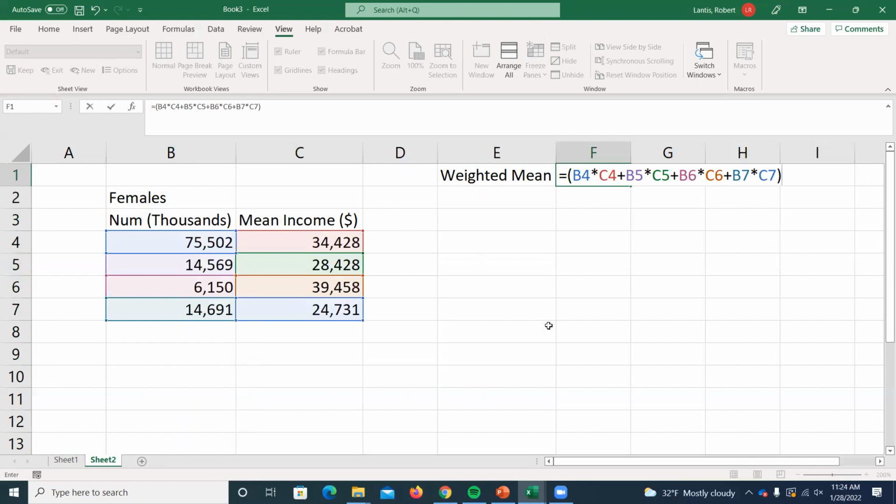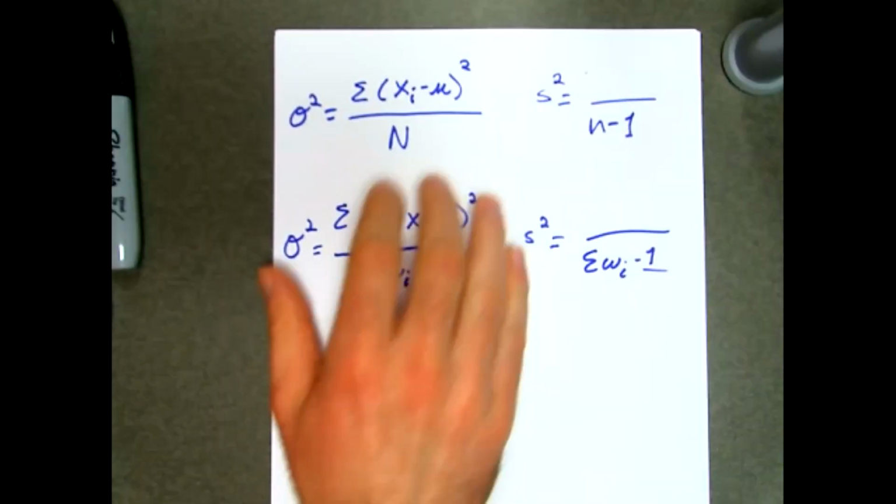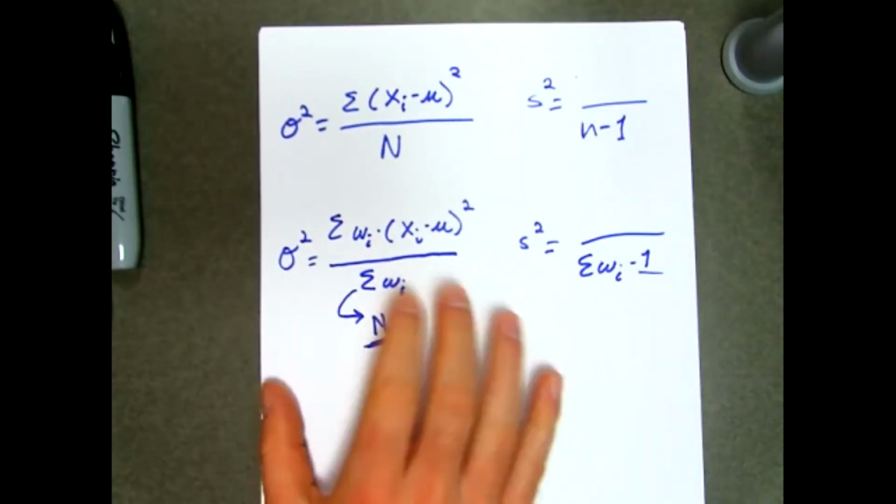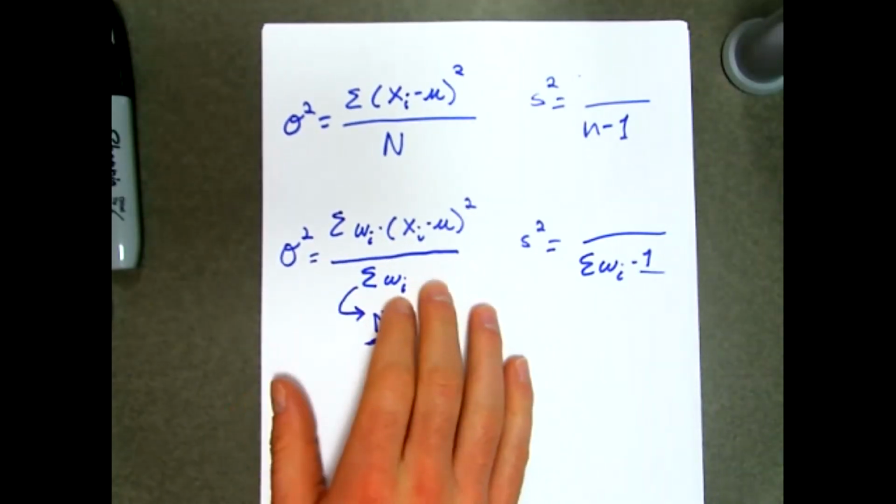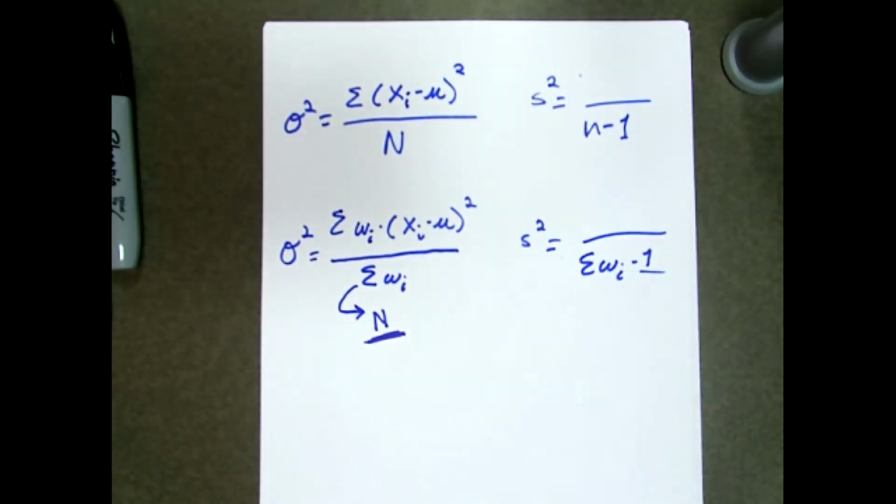I also have to do what? Divide by, what should I be dividing by to get my weighted mean? What should I be dividing by? The sum of my weights. I know this is the variance, but right, we're dividing by the sum of our weights here. Okay.